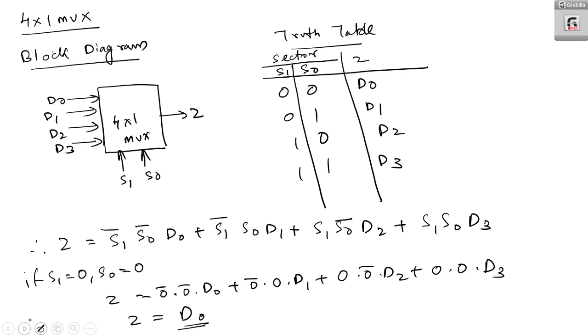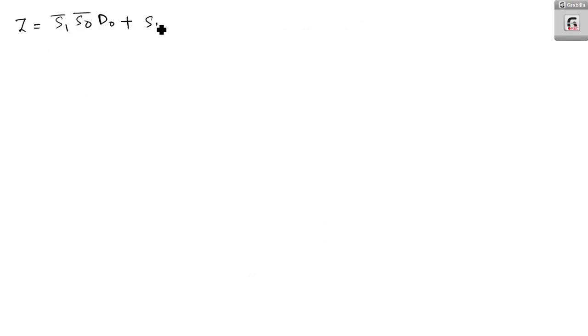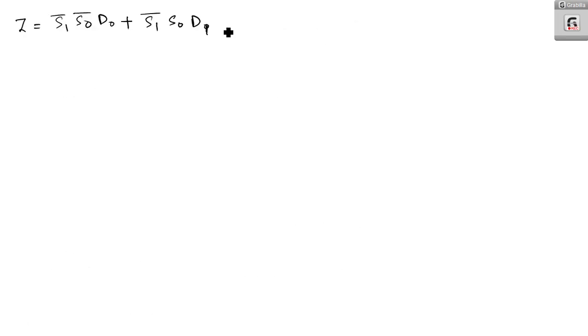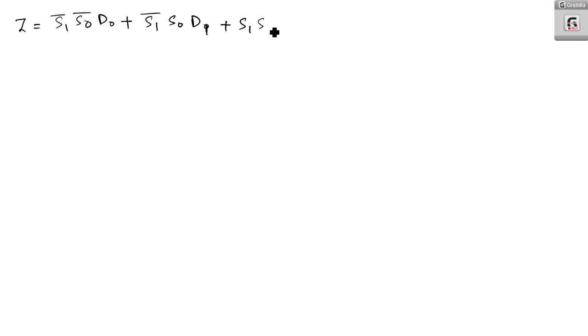Now let me draw the logic diagram of it. So what is Z? Z is S1 bar S0 bar D0, or S1 bar S0 D1, or S1 S0 bar D2, or S1 S0 D3. Here D0, D1, D2 and D3 are inputs. S1 and S0 are select inputs.